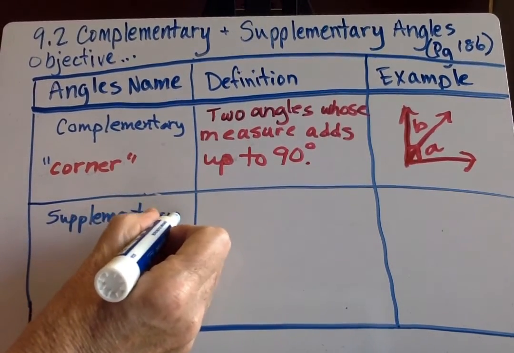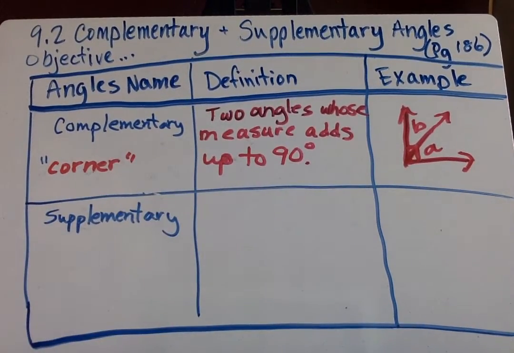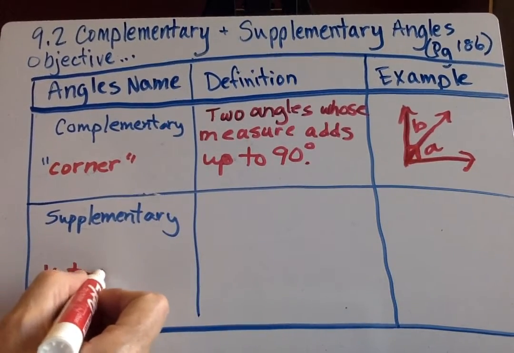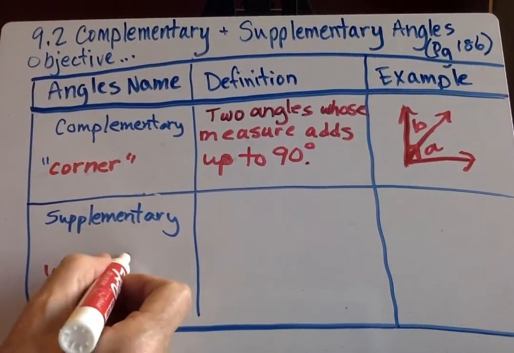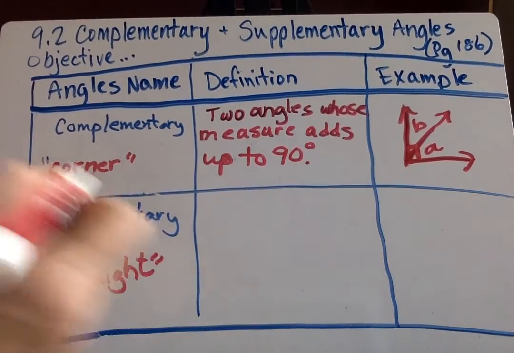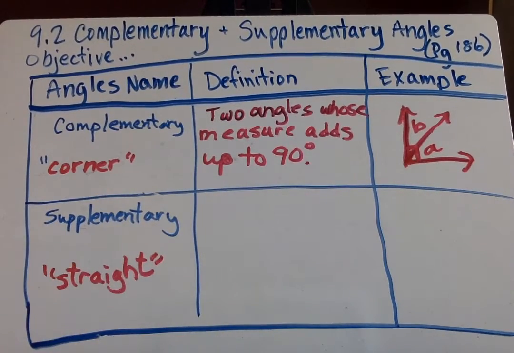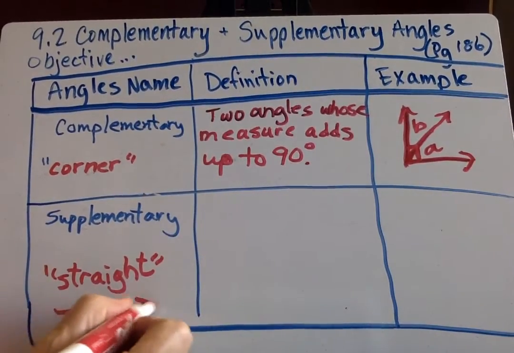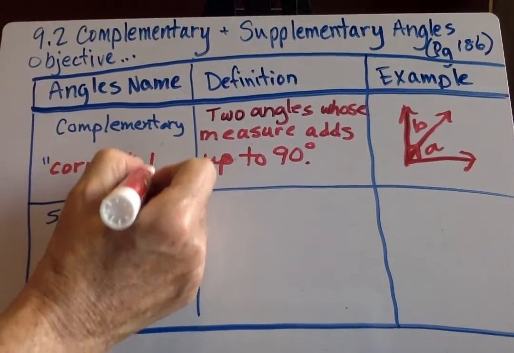And it starts with an S, so we're going to think of it as a straight angle. Okay, so think straight. And again, it's two angles whose measures add up to 180 degrees. So think of it as a straight line there.